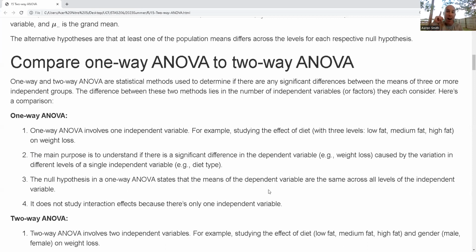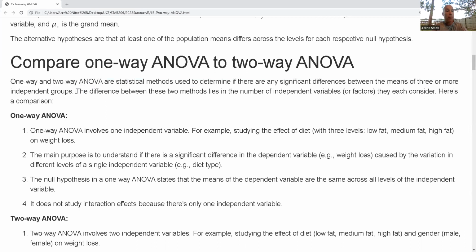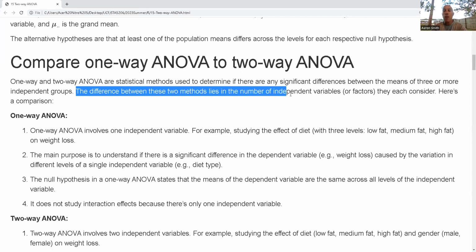So one-way ANOVA, I have one independent categorical variable. Two-way ANOVA, I have two independent categorical variables. In both situations, I'm interested in the average of a numeric variable that is of interest to my study. So one-way and two-way ANOVA are statistical methods used to determine if there are any significant differences between the averages of three or more independent groups. The difference between these two methods lies in the number of independent variables or factors they each consider.